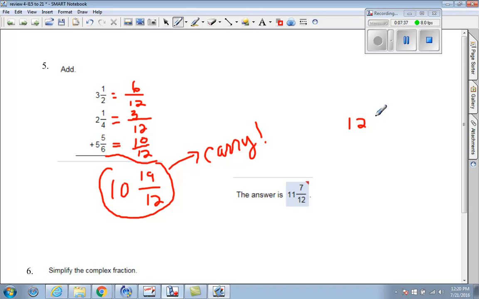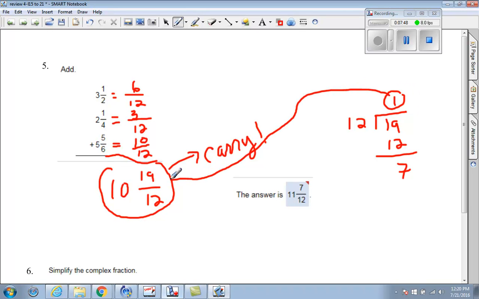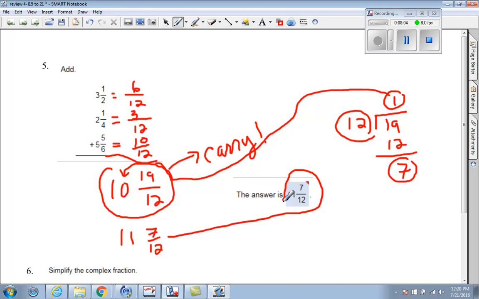So how do you do that? Well, 12 goes into 19 once, with 7 remaining. I'm going to carry the 1, meaning add the 1 onto the 10 to make it 11, and then your leftovers, 7 12ths. And voila, we got the answer.